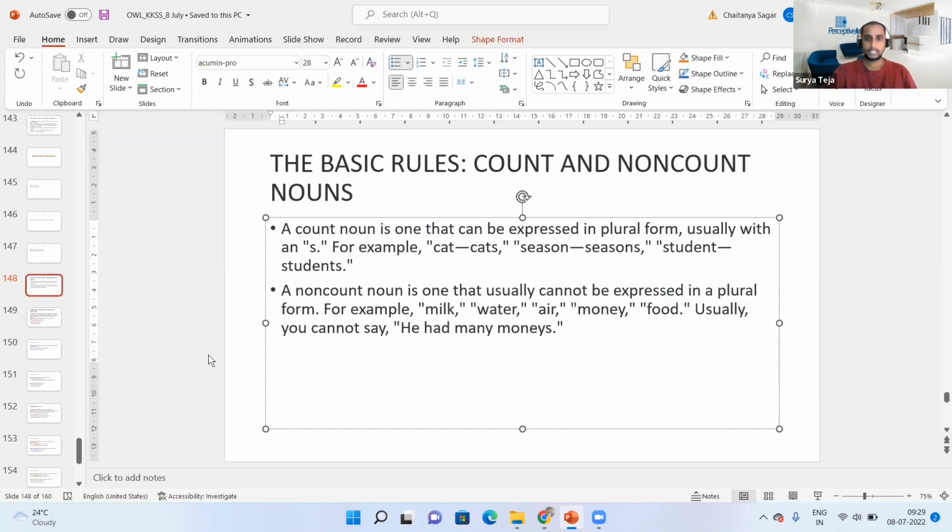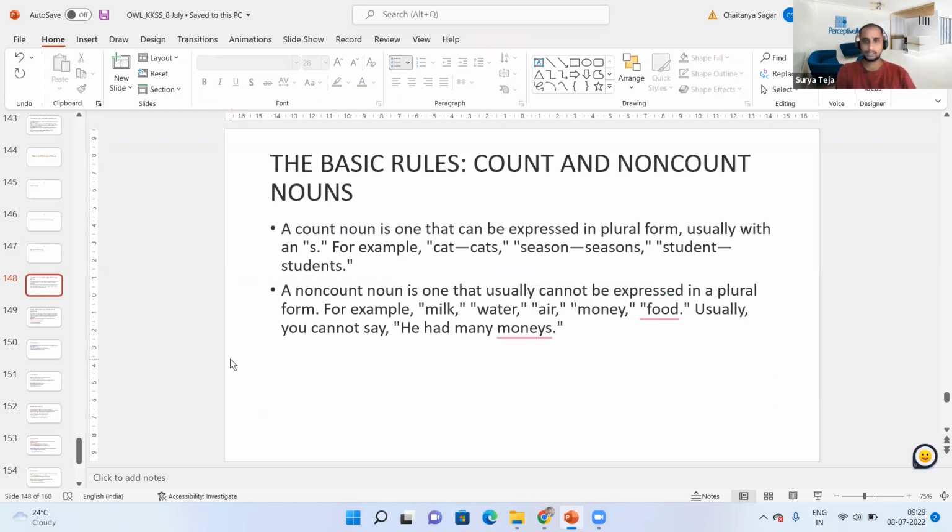So to start with, we'll see the basic rules of count and non-count nouns. Basically, a count noun is one which can be expressed in a plural form. A cat is measured in a plural form. Cats, 1 cat, 2 cats, 5 cats. Seasons are measured 1, 2, 3, which can be expressed in plural form. Students, chocolates, biscuits, classes, student, etc. All these things are countable.